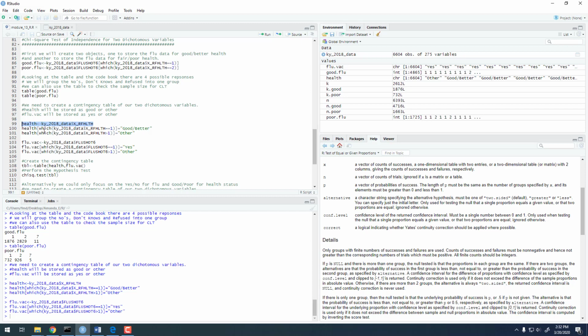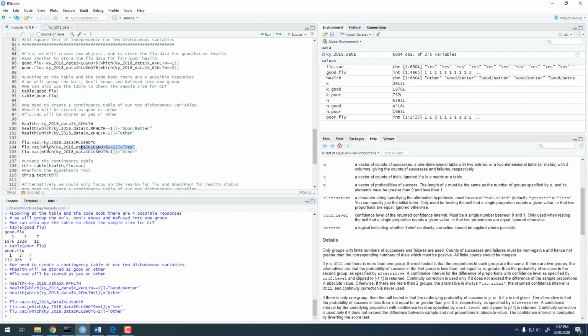Next, for all of the values of health that are equal to 1, I'm going to set that to be good or better. So I'm going to change all the 1s to good/better. For everything else, in other words, anything greater than 1, I'm just going to set that to other. So you had some other status other than good, better.